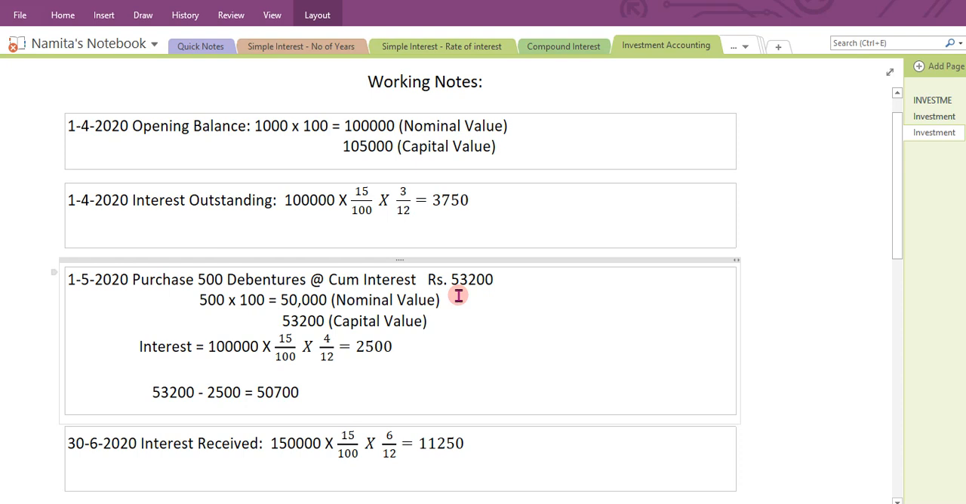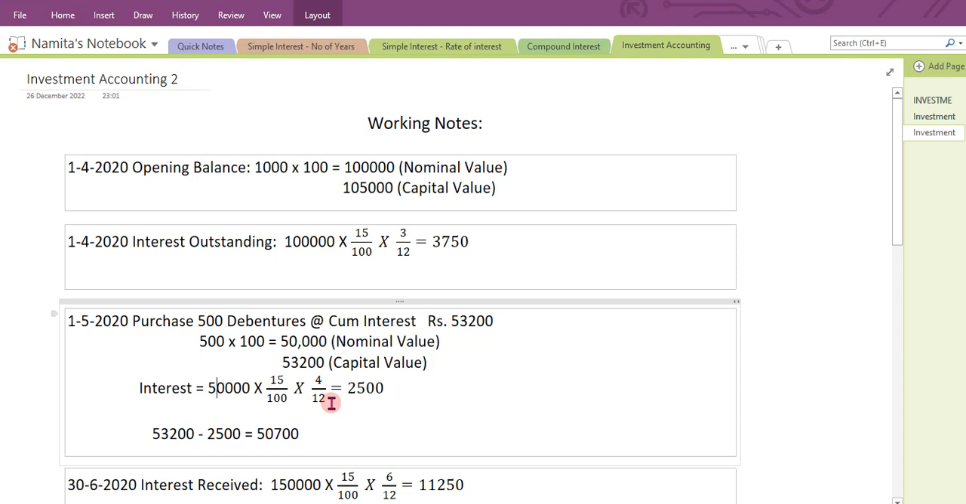Now capital value is how much? 53,200. Now on this we have to calculate the interest. Here interest will be calculated on 50,000, not on 1 lakh, that is, on the nominal value of the purchase on 1st May. So 50,000 multiplied by 15%, 15 upon 100, multiplied by 4. Why have we calculated 4 months? Interest is to be calculated from 31st December till 1st May, so January, February, March and April, the entire months. May we cannot take because the purchase is on 1st May. So total 4 months, divided by 12.